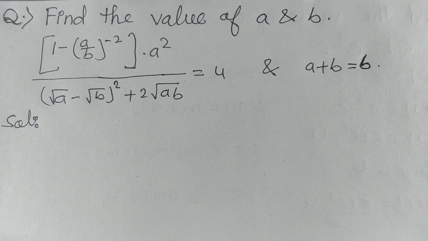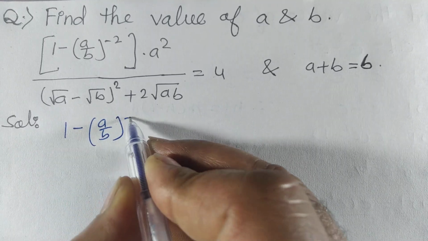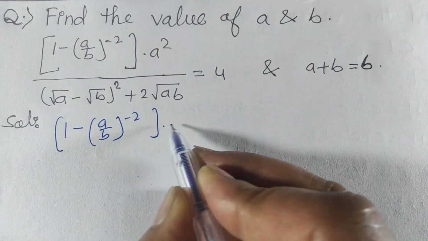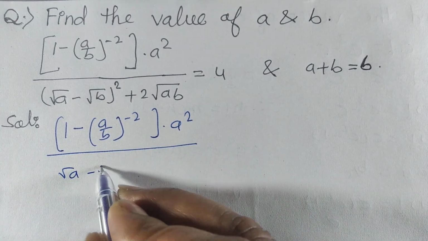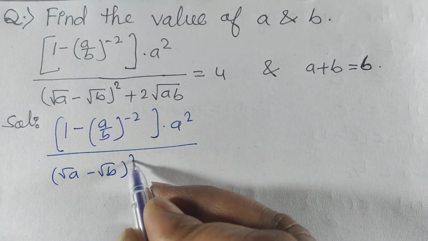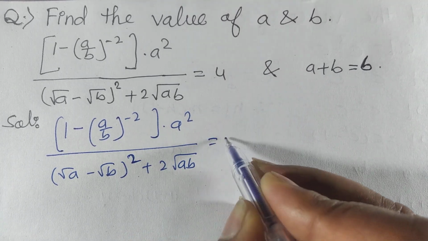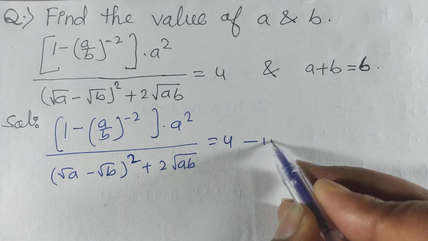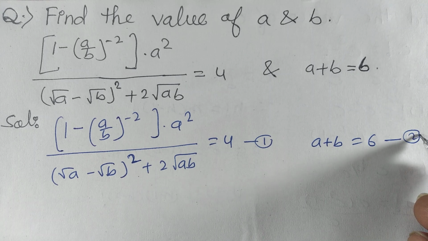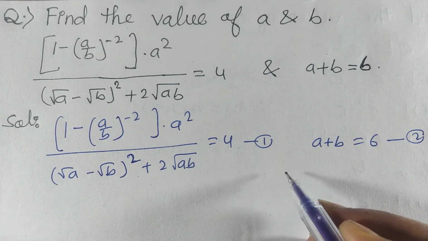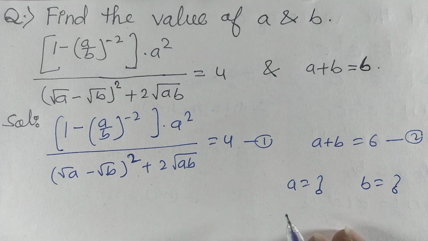Now on solving this problem, given that (1 − a/b)^(−2) × a² / (√a − √b)² + 2√(ab) = 4. This is equation number 1, and a + b = 6. This is equation number 2. We have to find the value of a and the value of b.